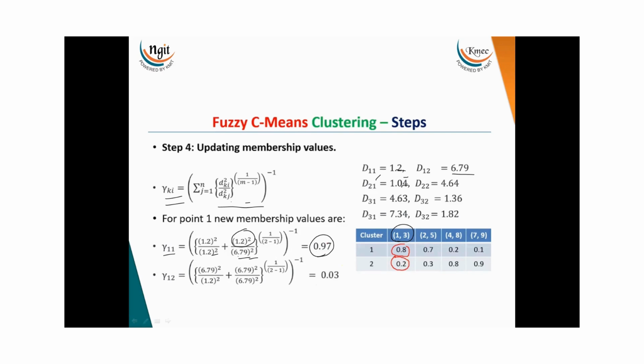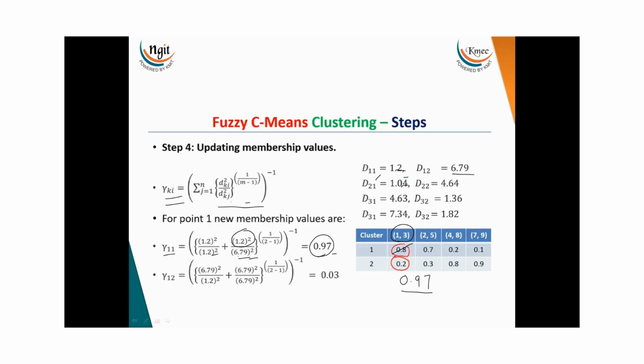So when I put these values into the formula, it says there is a probability of 0.97 that this particular data point belongs to cluster 1. So this 0.8 must be replaced with 0.97. So the probability of the data point 1 comma 3 belonging to cluster 1 is 0.97. Earlier it was 0.8, which we had written randomly.